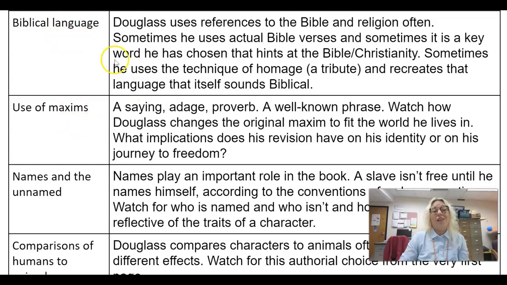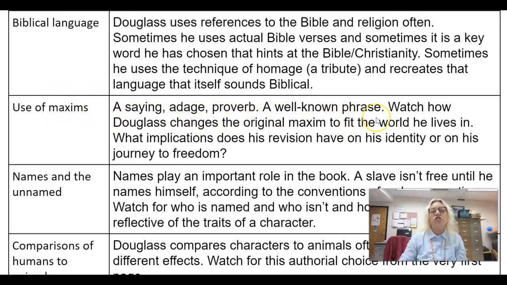So you could watch for anything, especially if you're the kind of person who was forced to go to church every Sunday like I was as a kid, you may want to tackle this one. Those things might stand out to you. Use of maxims is an interesting one. I think this one would be really fun to trace. What is a maxim? Well, it's a saying, an adage, a proverb. It's some kind of well-known phrase.